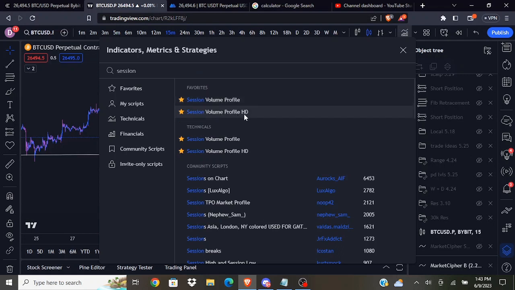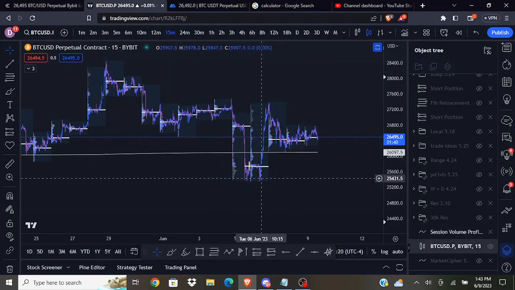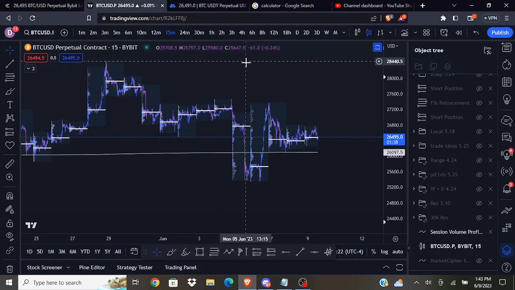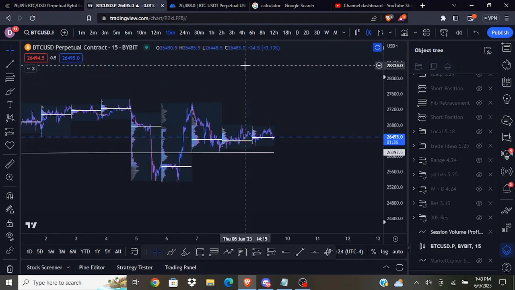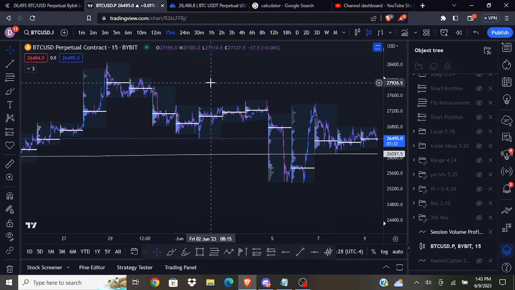There's also an HD version. I don't use this one. I think this one changes based on how much price action you have on screen. I prefer just the regular one because the ndPOCs and the volume areas still move depending on the time frame you're looking at, but zooming in and out will not change them, which is what I don't like about the HD one.